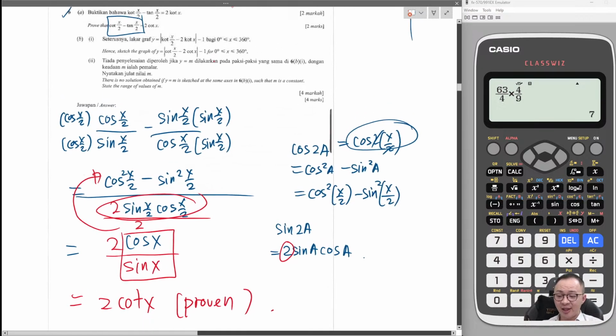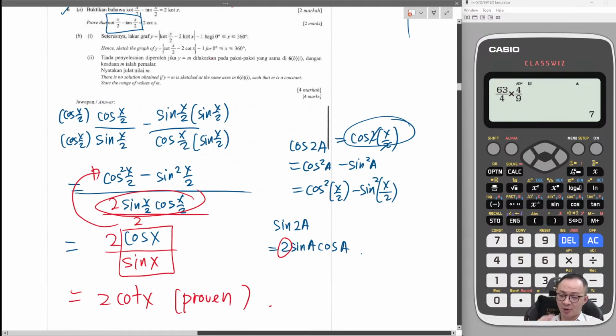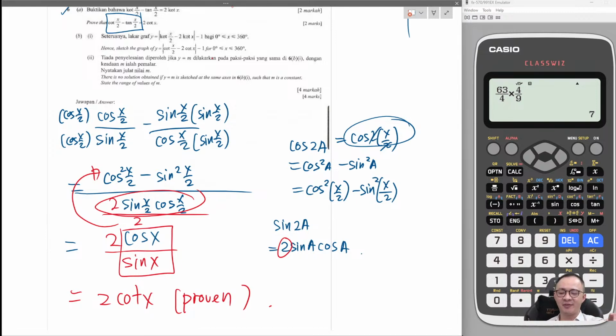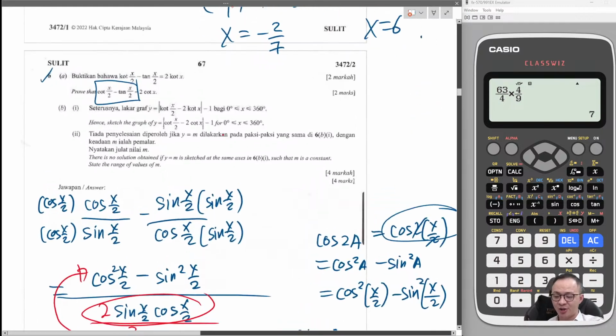Yeah, need to think a little bit, but it's not too hard, as long as you know about the double angle formula. And I believe the double angle formula will be given in the exam, right? So, yep. This is how we solve this kind of question. Let's go to the graph.